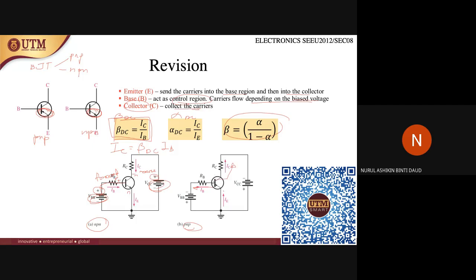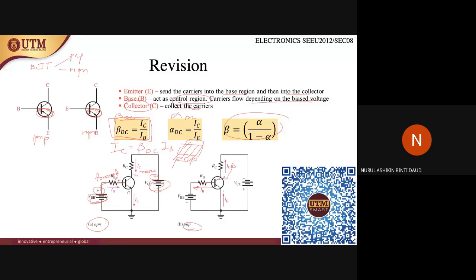Why only some of the current will flow to the base? Because if you look at the junction, the depletion region in the middle here is very narrow. It is not wide. So since the depletion region is narrow, only some of the current will flow to the base, and most of the current will flow to the collector.